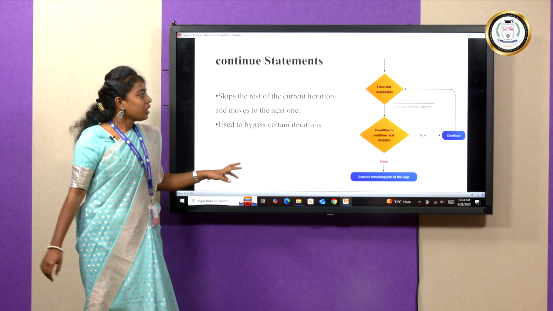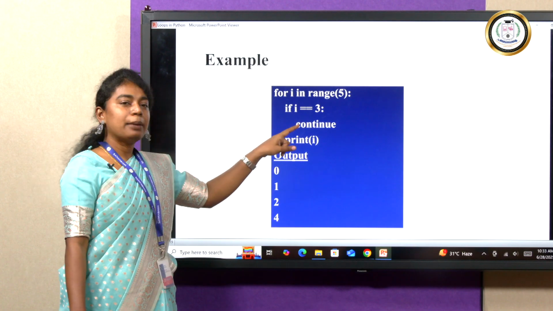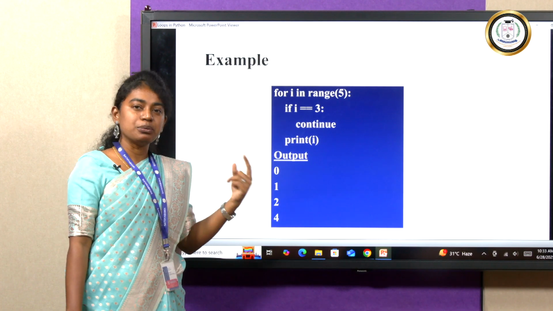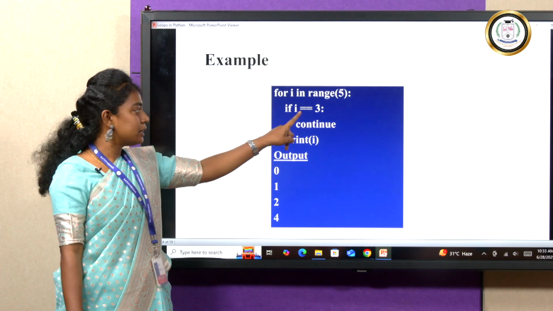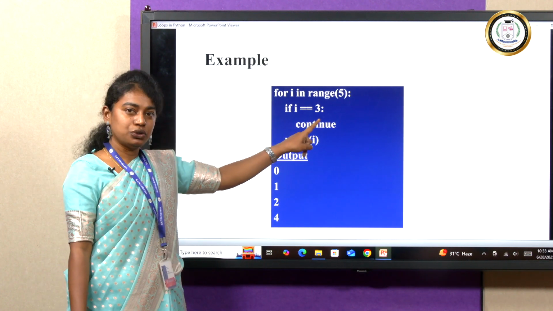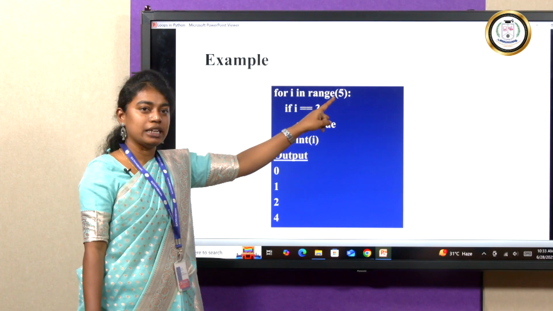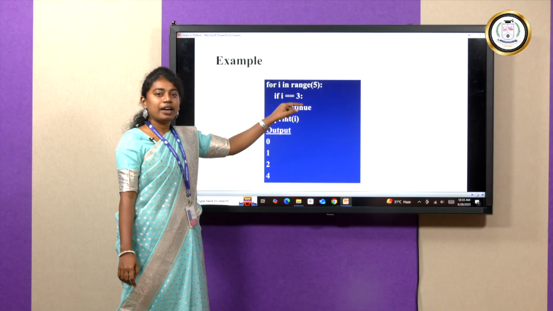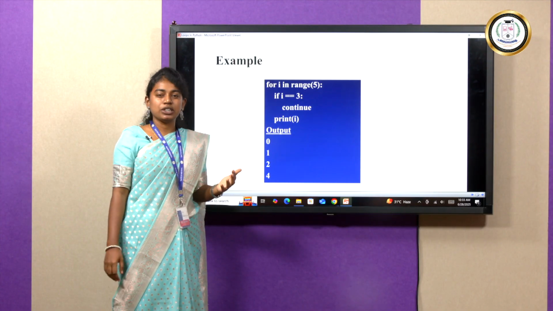So let's see with an example. Here you can see for i in range, the same example, I've given the range till 5. If i is equal to 3, I've given continue. Once the loop starts executing from 0, it will print the first elements as 0, 1, 2 and it skips the 3, because if i is equal to 3, I'm giving continue. The loop control will go to the first line and start executing from where it left.